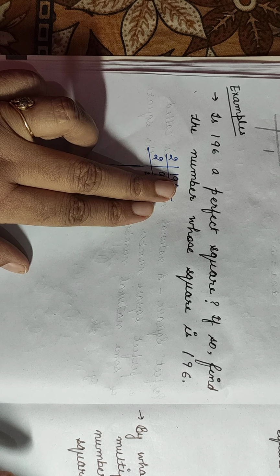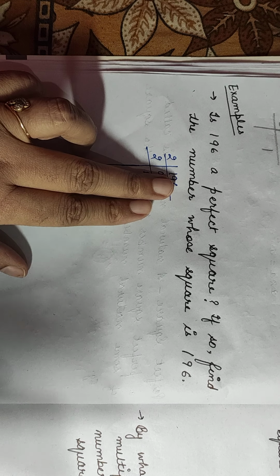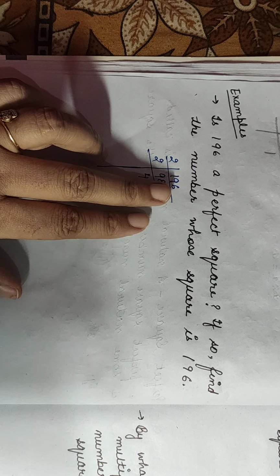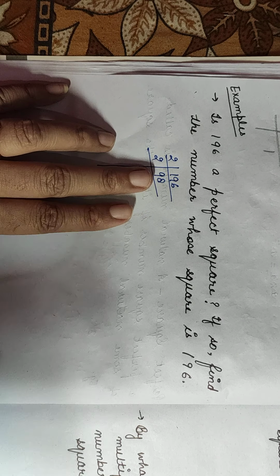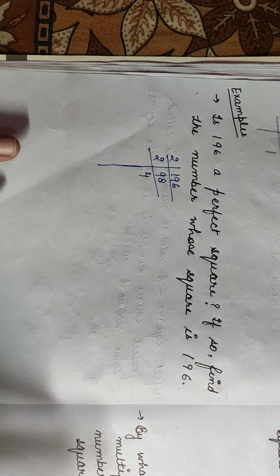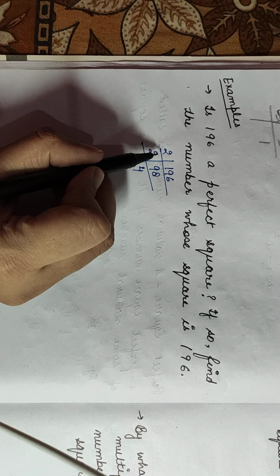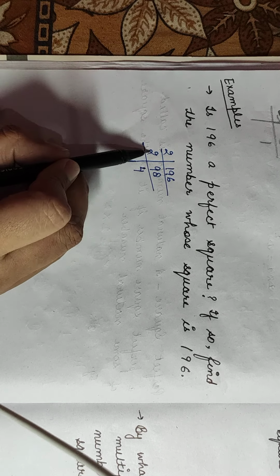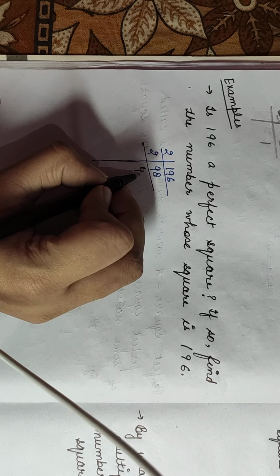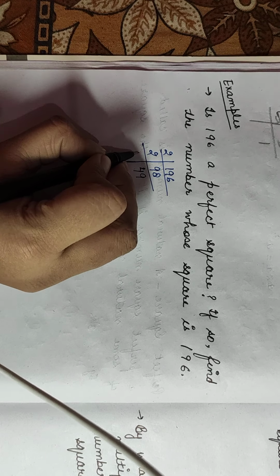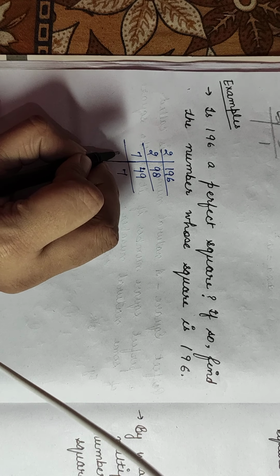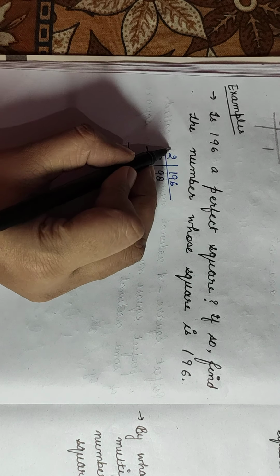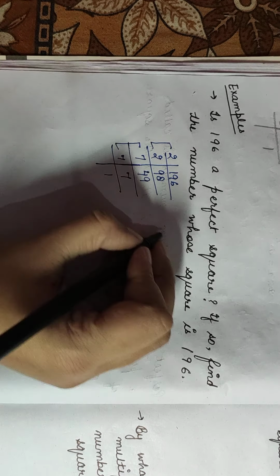Now the first example is: is 196 a perfect square? The first part of the question asks whether 196 is a perfect square or not. In the previous class, we learned how to find whether a number is a perfect square or not. So here, by the factorization method, 196 is written over here. 2 nines are 18, then 2 fours are 8, then 7 sevens are 49 and 7 ones are 7. So can we make the pairs here? Yes, we can make the pairs.